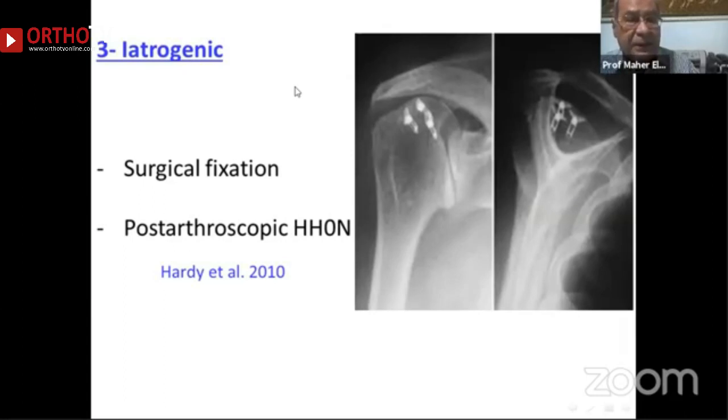I added this, the 3rd factor, to the classification: surgical fixation, as I have mentioned before, and it could be after arthroscopic humeral head osteonecrosis. It was reported by Hardy in 2010, the first reported case 8 months after arthroscopic cuff repair, due to the use of multiple metallic suture anchors, which may have interrupted the blood supply of the anteroinferior part of the head.